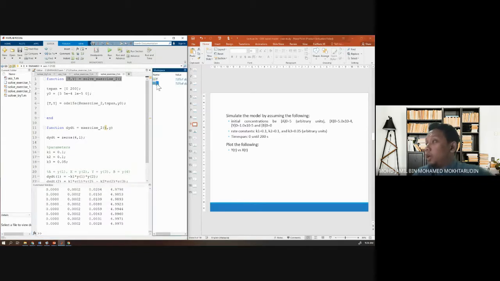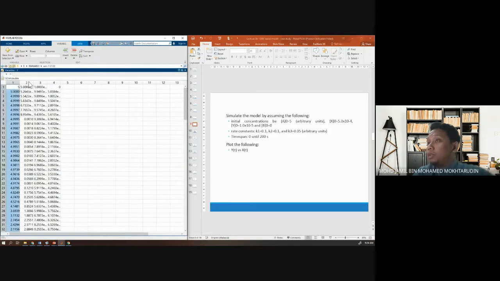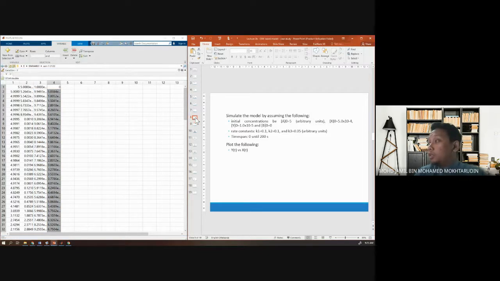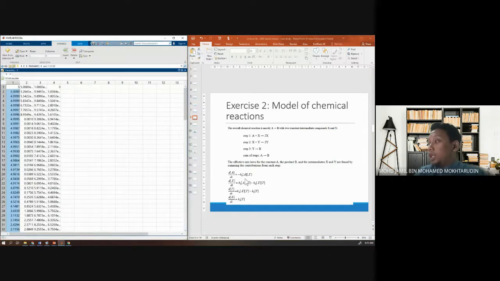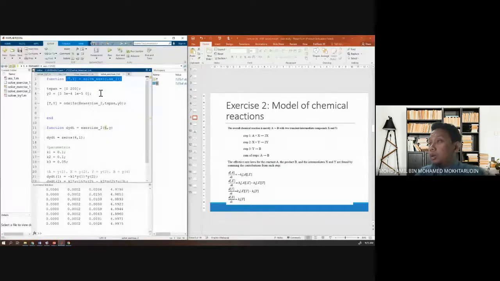So let's look at y. We get 4 columns of y, because we have 4 ODE. The first column represents A, the second column represents X, the third column represents big Y, and the fourth column represents B. Before we analyze or plot something, it's better to split them or put some indicator so that you know what each column means.